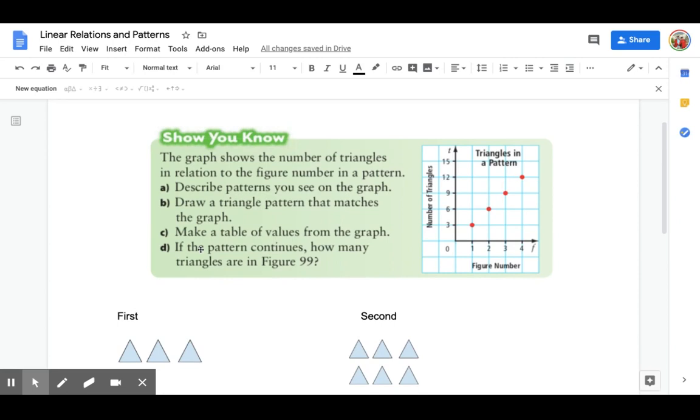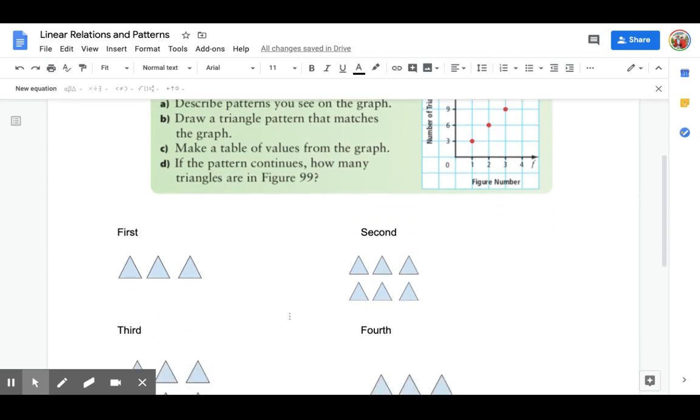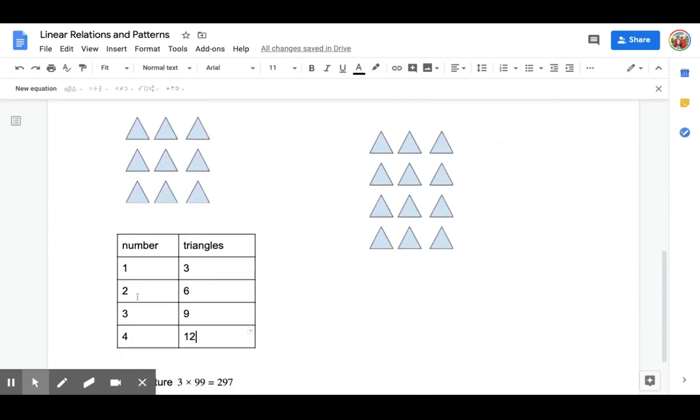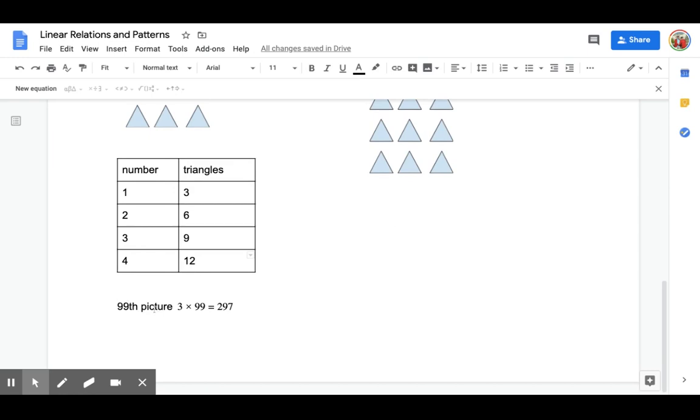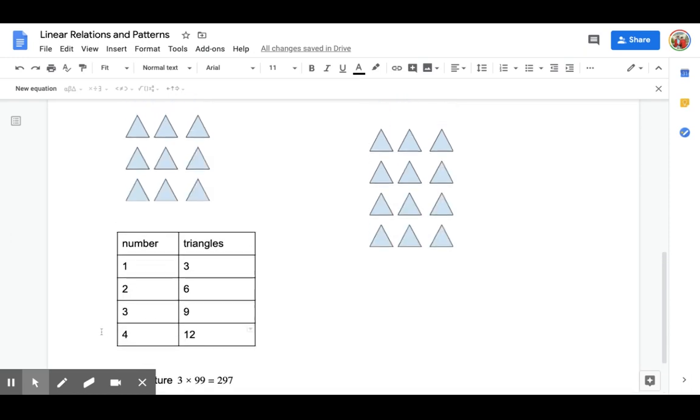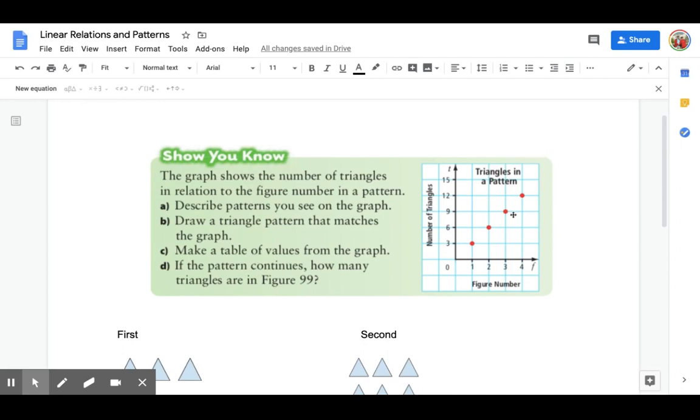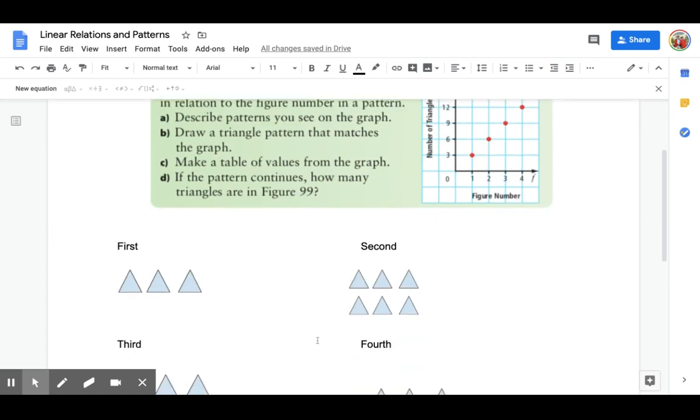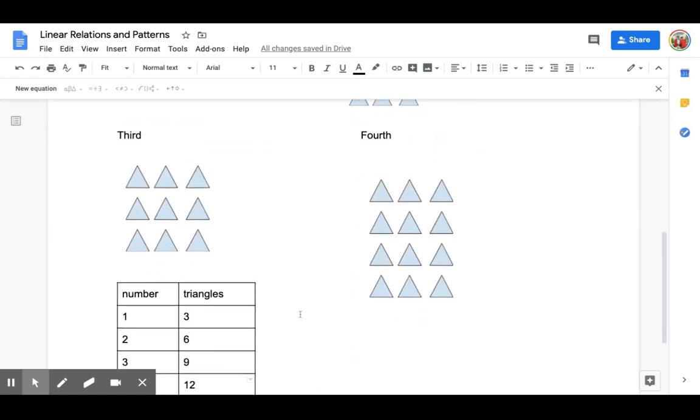The last part of this question says, if the pattern continues, how many triangles are there in figure 99? Well, I'm starting to recognize a pattern: the number of triangles is always 3 times the figure number. So if I'm looking for the 99th figure, I would just take my 99 and times it by 3, and I would have 297 triangles. And no, I don't want to draw that out. But that's an example that connects linear relations, because this is a linear pattern, to graphs, to pictures, to tables of values. And all of that would be very useful for the project you had just before the Easter break.